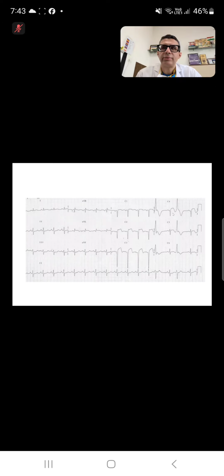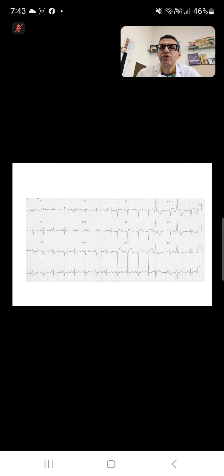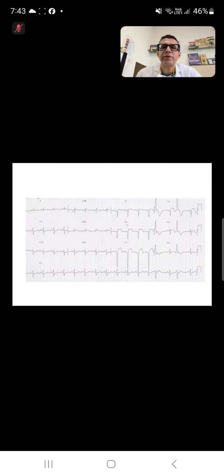ST elevations in V4, yes, sir. V4 also has ST elevation, sir. And V5? No, sir. Yes, they are ST elevations. You can see this coving, that is ST elevation. Concave coving, okay. AVL? AVL also has ST elevation, sir. So almost there are ST elevations from V1 to V5, probably lead 1 and AVL also. Okay.